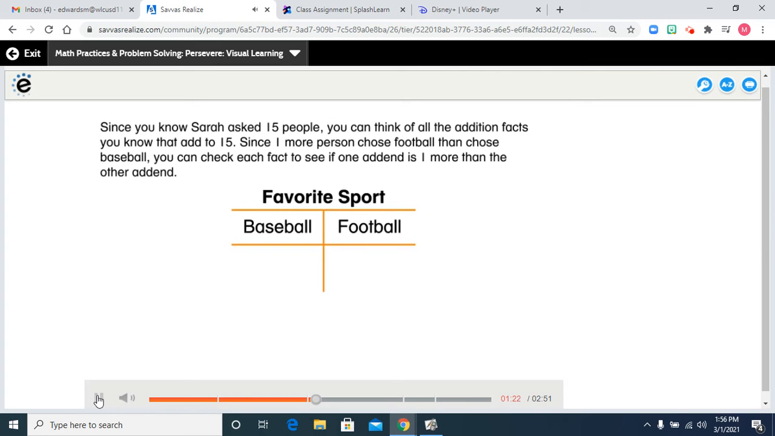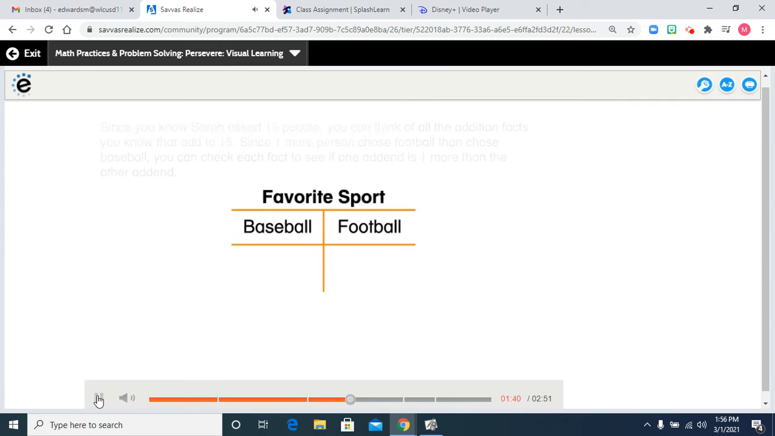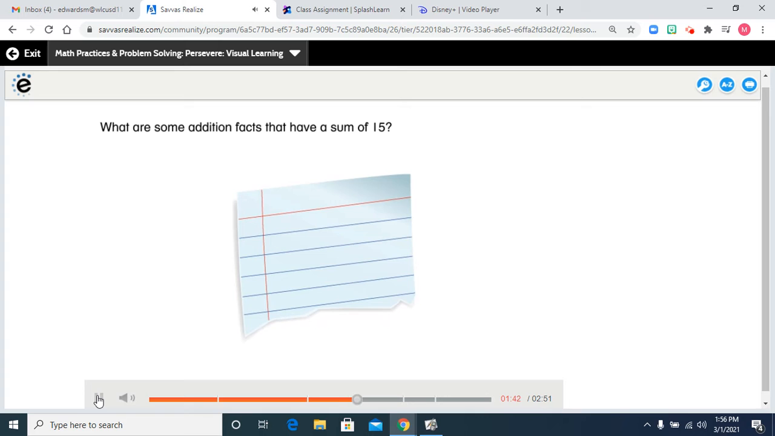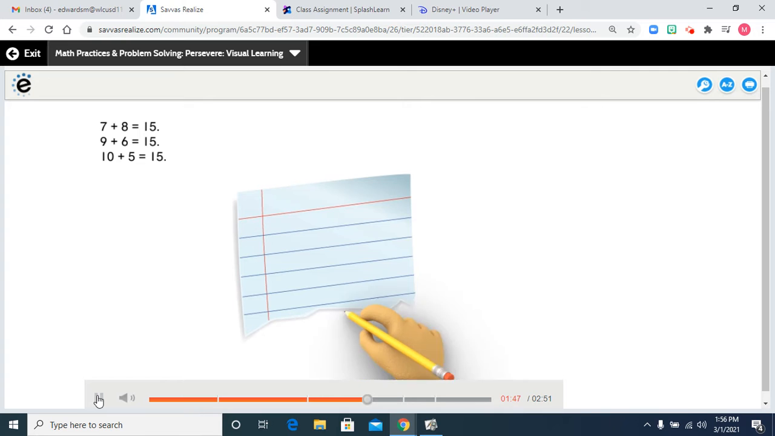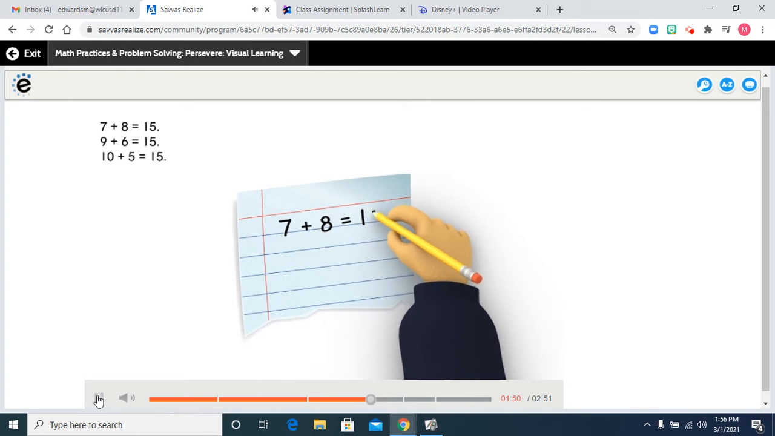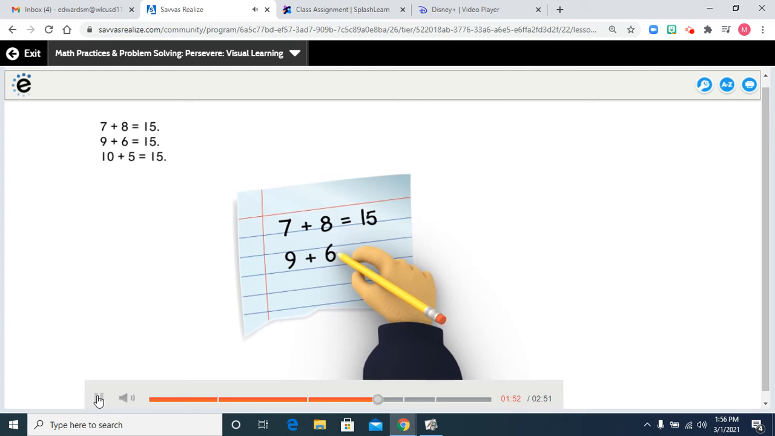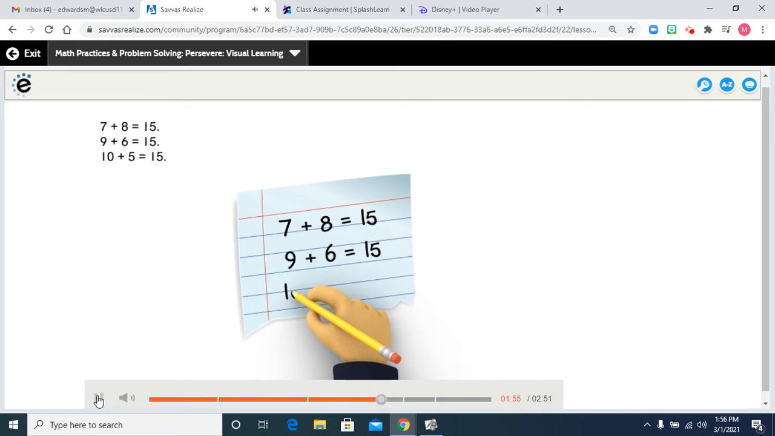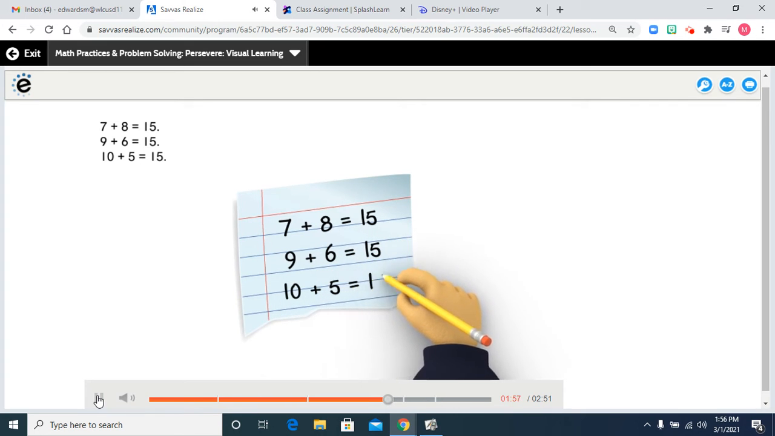Since you know Sarah asked 15 people, you can think of all the addition facts you know that add to 15. Since one more person chose football than chose baseball, you can check each fact to see if one addend is one more than the other addend. What are some addition facts that have a sum of 15? 7 plus 8 equals 15. 9 plus 6 equals 15. 10 plus 5 equals 15.